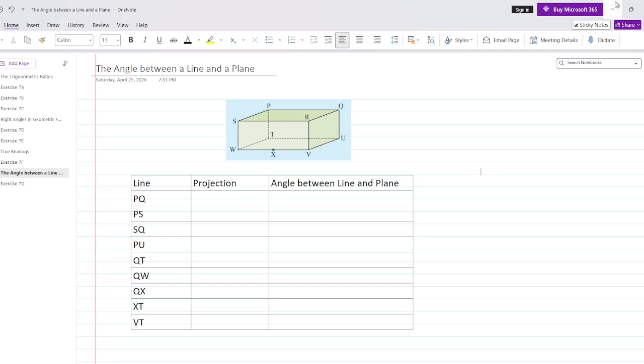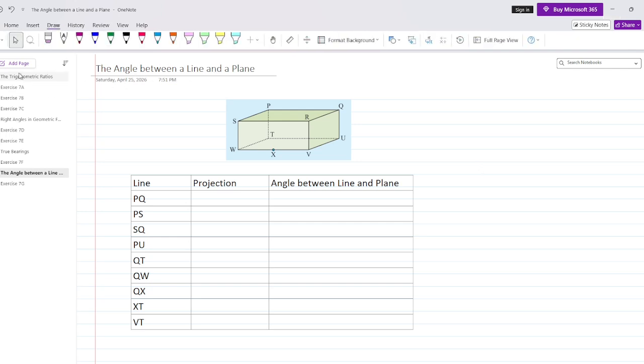Today we are going to study the angle between a line and a plane. So consider this solid figure. Its vertices are labeled as P, Q, R, S, T, U, V, W and X. This X is not a vertex, it's a point on this edge WV. So let's look at some lines and find their projections and the angles they make between themselves and the plane below.